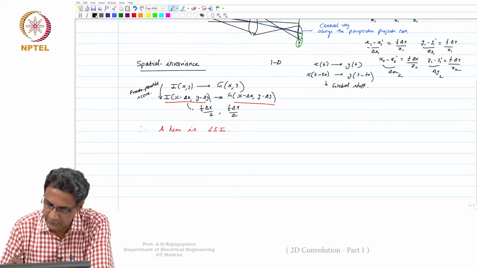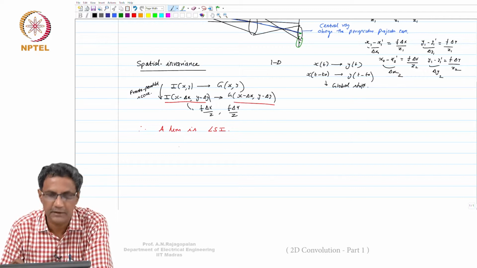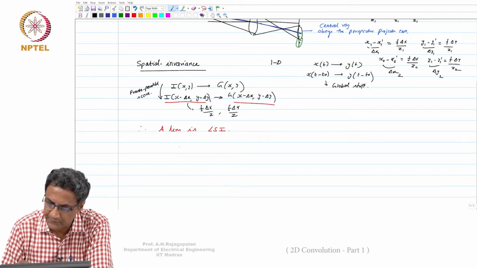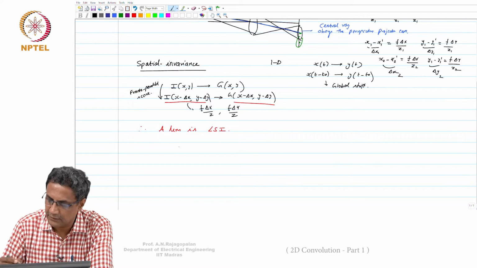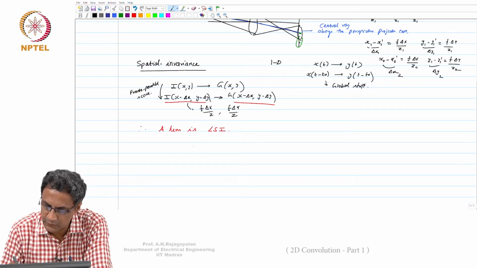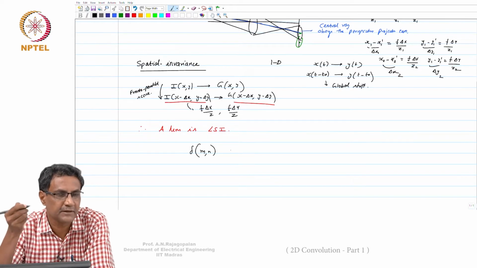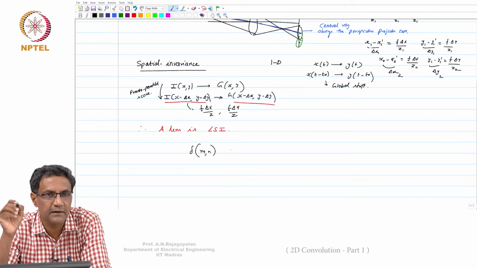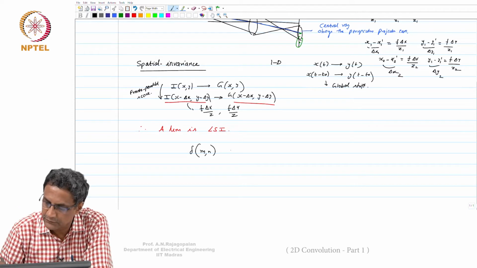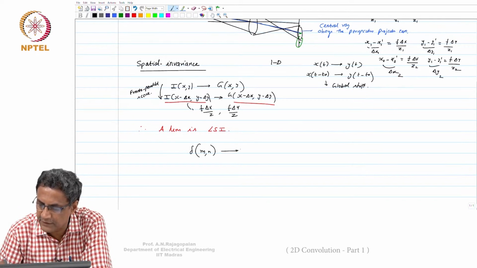So we say that, let's assume that we are looking at a discrete case. Continuous would mean that you have to use a Dirac delta. Instead of that, we'll go with simply a Kronecker delta. Let's say delta m comma n, a Kronecker delta. We know what it is. It has a height of 1, only at m equal to 0, n equal to 0. So delta mn, if it goes in.